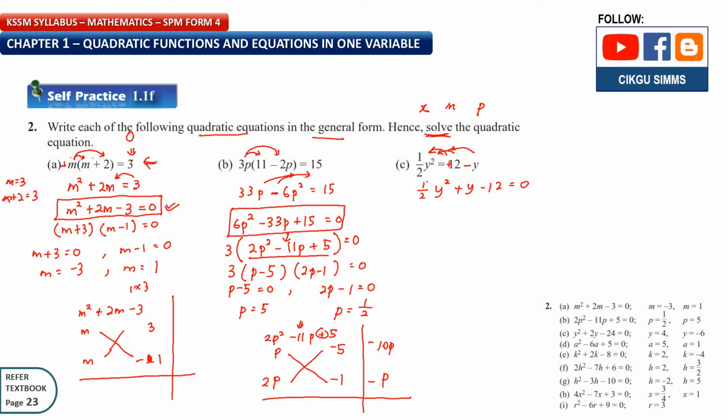But if you don't want the fraction, you can multiply everything by 2. 0 times 2 is 0 also. So you don't have to put a half and a big bracket. You just multiply everything by 2. So y squared plus 2y minus 24 equals 0. Times 2, right? Okay, correct.